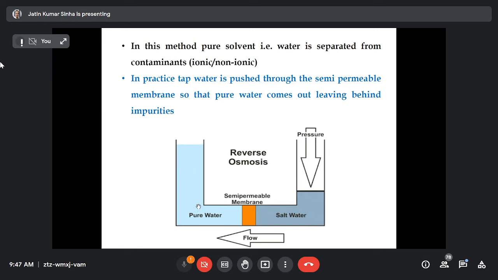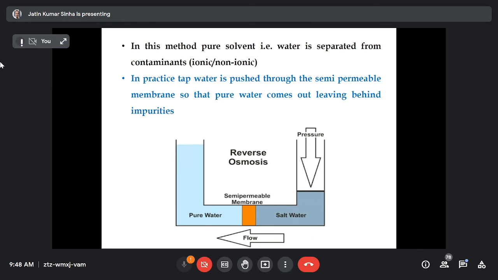After some time, you'll see that they will come to equilibrium, an equal distribution of ions throughout this water. But it is not happening because you have this semi-permeable membrane in between, so it is not allowing any movement of your salts to the other side of the water.